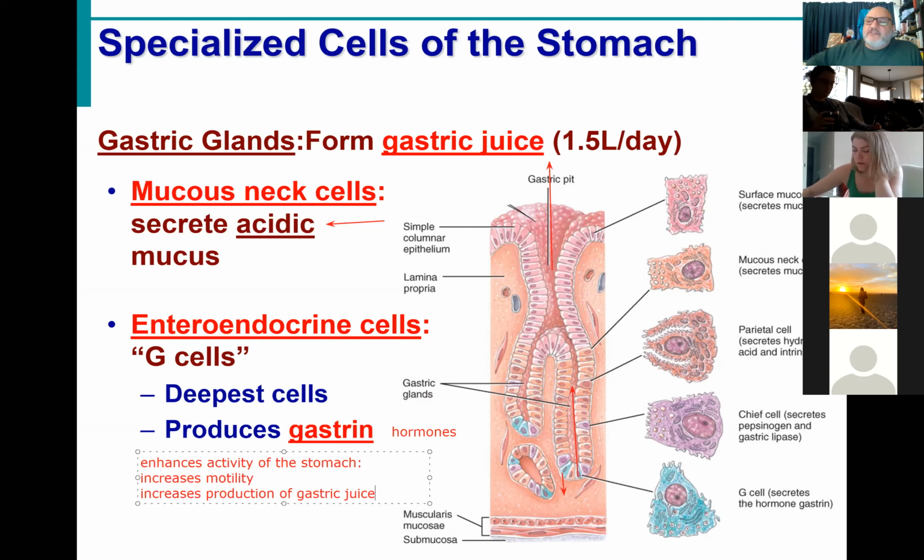Now, of course, this is a circulating hormone and it is going to affect other organs as well. But for right now, we'll just focus on its function for the stomach. And that function for the stomach includes increasing motility, increasing production of gastric juice. So it increases the overall activity of the stomach. It enhances the activity of the stomach.